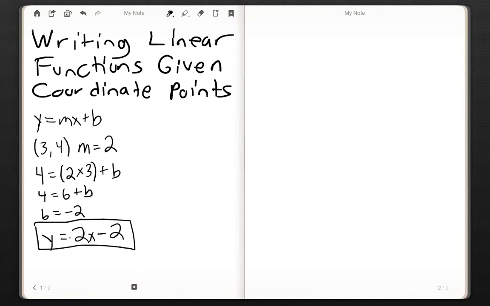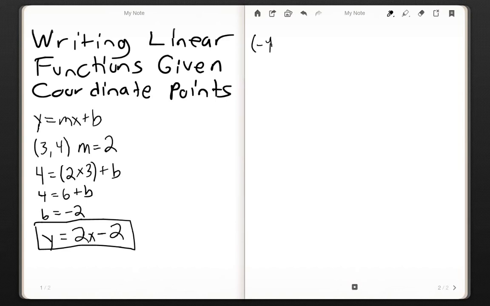So again, the reason we just leave x and y as they are here is because we're writing a general equation that will be true for any point on this line. We're saying that if we substitute the x and y coordinate values of any point on the line, this equation will be true.